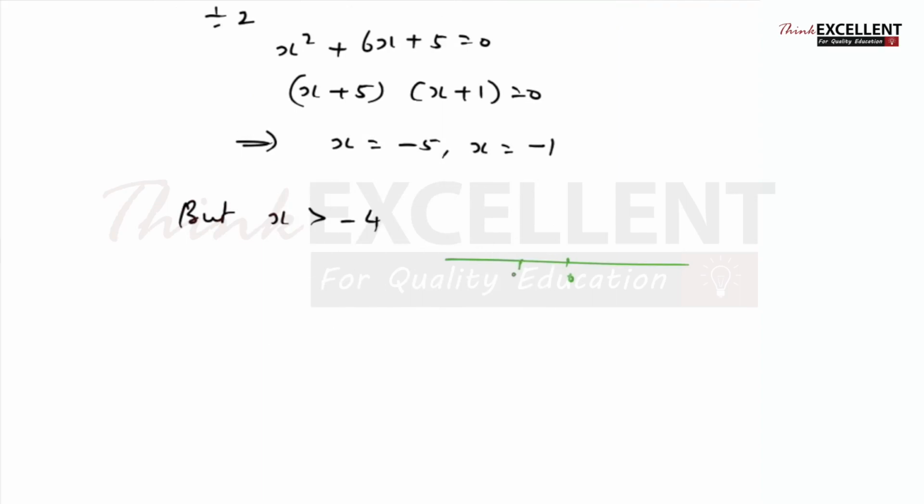Right side they know, left side there may be confusion sometimes. Here 0, etc. Here minus 4, then only you have minus 5, right? So here minus 1 and all. So x must be greater than minus 4. So it's the right side only.